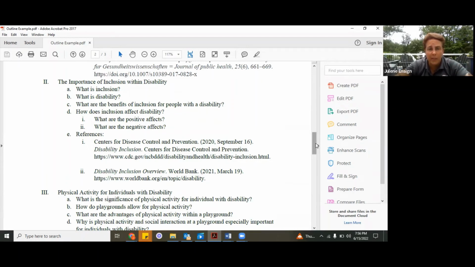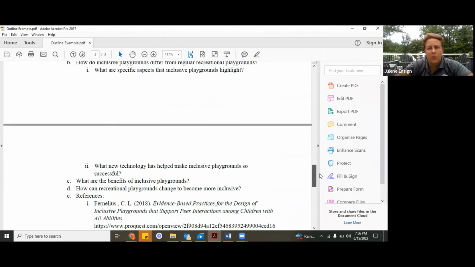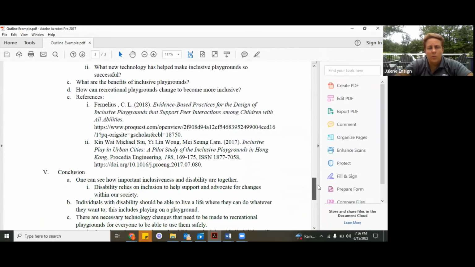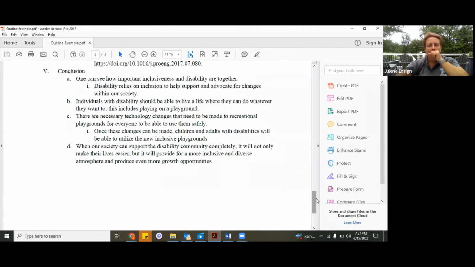Come up with some topics related to your two disciplines, and then you'll use your two disciplines to examine whatever that topic is, right? So this is a good mix as we go through. And then you can see there's references for that section, and then here are the points for the conclusion. So those are the kinds of things that I'm looking for when we talk about the outline.